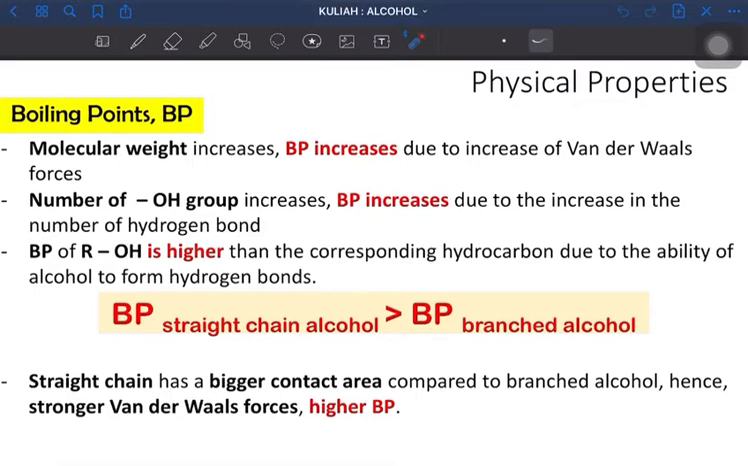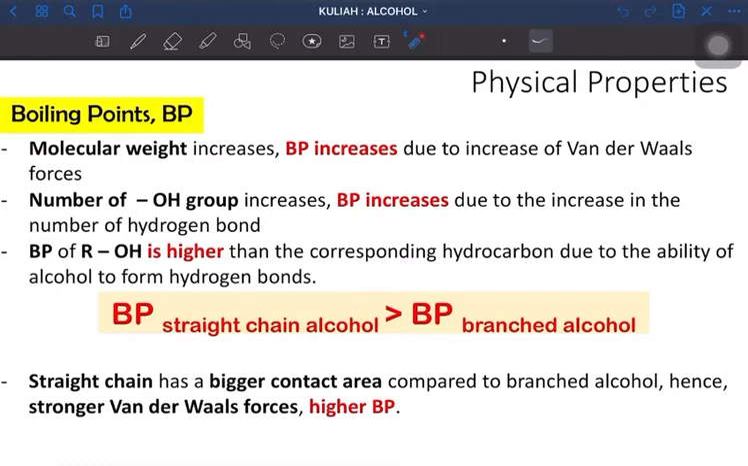Okay, so next kita nak tengok kat sini, boiling point of alcohol is higher than the corresponding hydrocarbon. So apa contoh hydrocarbon? Alkane dan alkene lah. So alkane dan alkene dia ada low boiling point compared to alcohol. Kenapa alcohol ada higher boiling point compared to the hydrocarbon? Because the ability of the alcohol untuk form hydrogen bond. Sebab alkane dengan alkene dia cuma ada weak van der Waals forces sahaja. Okay, jadi kalau alcohol dia ada hydrogen bonding which is much more stronger, so that's why lah alcohol dia ada higher boiling point compared to alkane dan alkene.